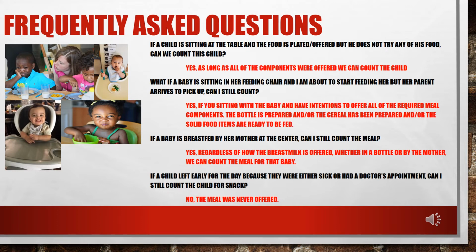Currently, we are pre-plating the items for the children so we can confirm that all the components are offered. But even typically when we have family style dining, all the family style bowls are there and are offered to the child. They can choose what they want to eat, how much they want to eat. But we've offered it to them and therefore we can count the child.